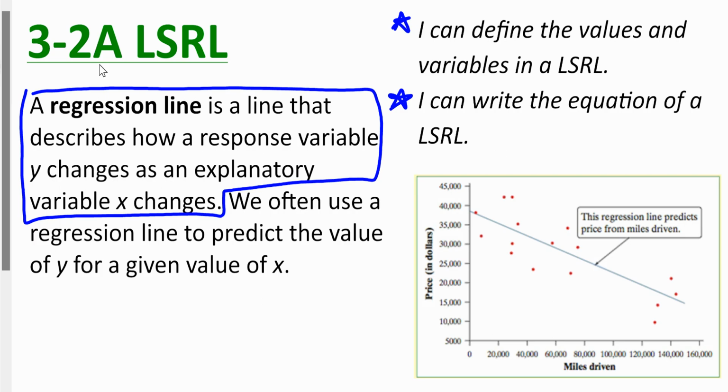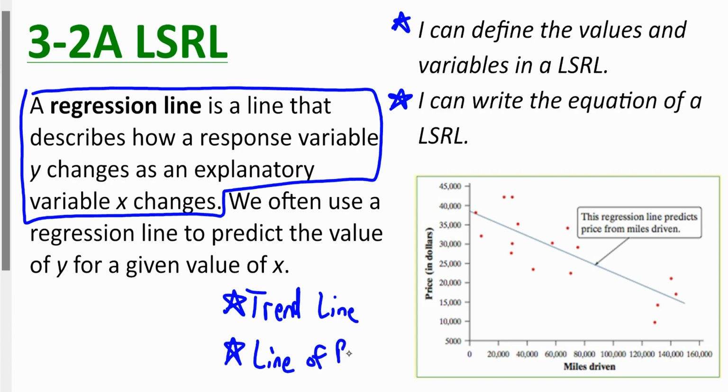Okay, so you can see off to the right, we're going to actually use this example. There's a whole bunch of data there, and it's in a scatter plot, and there's a line through it. That is called a regression line. It's kind of showing the trend of the data, so it's oftentimes referred to as a trend line. Sometimes it's referred to as a line of fit, or line of best fit. We're going to most often call it a regression line or a least squares regression line.